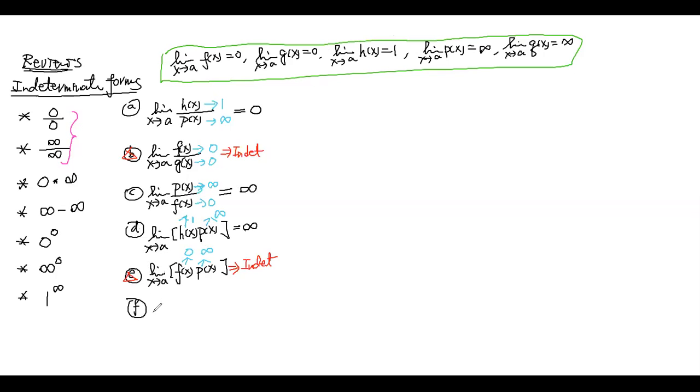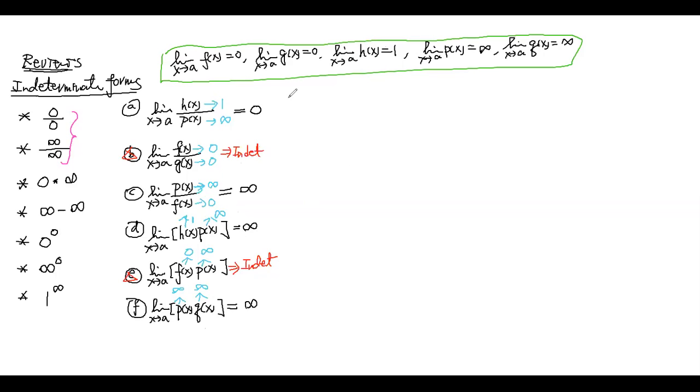Now let's take a look at part F. This is the limit as x approaches a of p(x) times q(x). What is p(x) approaching? Infinity. What is q(x) approaching? Infinity. So infinity times infinity will give you infinity. So this one is determinate, and the limit is infinity, or some people say it does not exist.